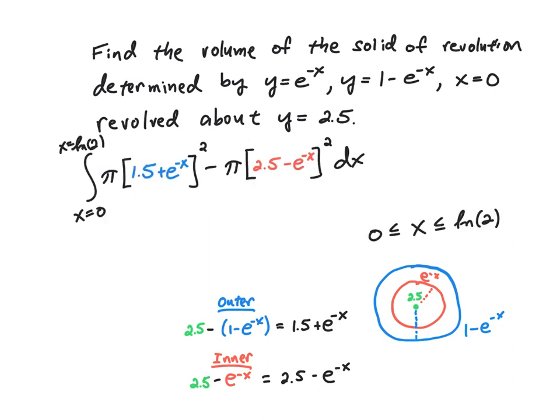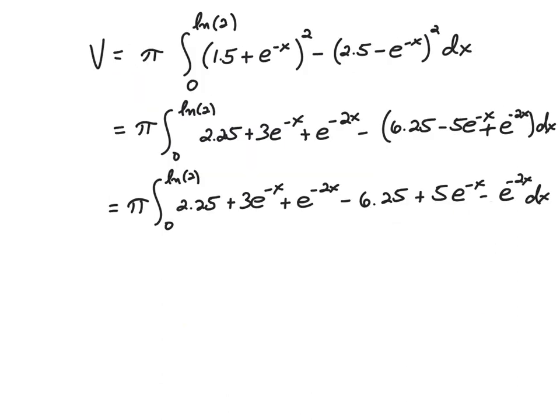So let's set that integral up. We have the outer area, which is pi times the outer radius squared, minus pi times the inner radius squared, as we've denoted here and here. And remember, x is bounded between 0 and natural log of 2. So we just have to square these out and then perform this integration. Okay, I'm going to clean this up a little bit. All right, so the volume is pi, I'm going to factor the pi out, times the outer radius squared minus the inner radius squared. We're integrating from 0 to natural log of 2, so I'll square this.